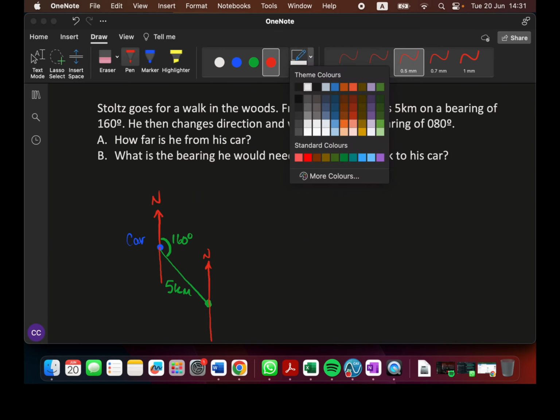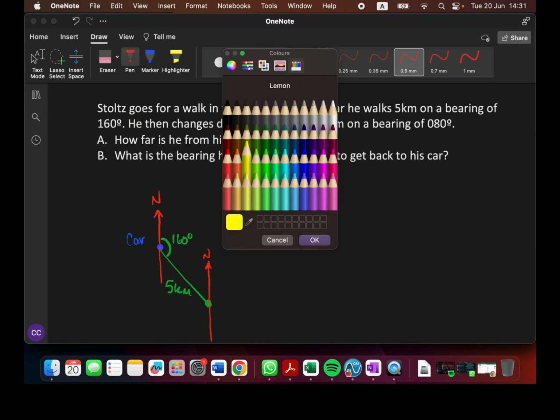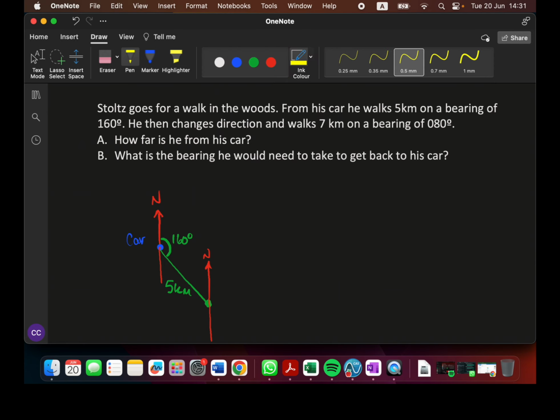Okay. Let me just grab another color. So 80 degrees is going to be basically that, and that was 80 degrees, and that was 7 kilometers. Okay, so now the question is asking me, at this point in time, how far away am I from my starting point?